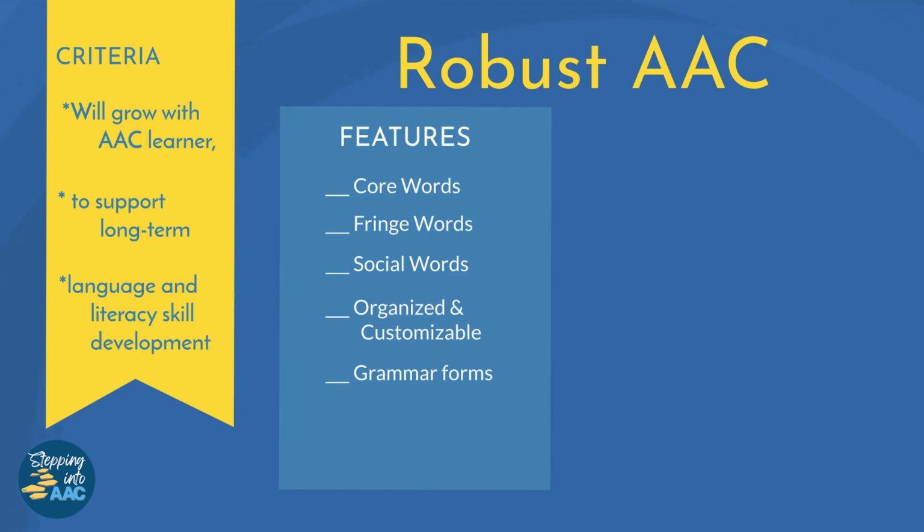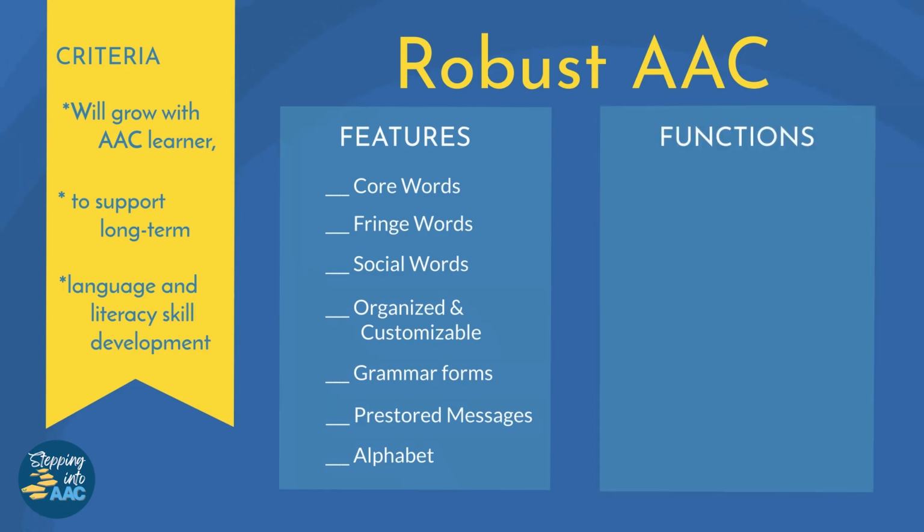Many AAC users benefit from pre-stored phrases to communicate predictable messages quickly and with minimal effort. These may include introduction phrases, social phrases, messages to gain attention, or directives to inform others how to support them. Lastly, robust AAC must include the alphabet. No AAC tool has all the words. Even if your learner has emergent literacy skills, access to the alphabet is needed for alphabet exploration and literacy skill development. The next criteria for robust AAC looks at its functions.